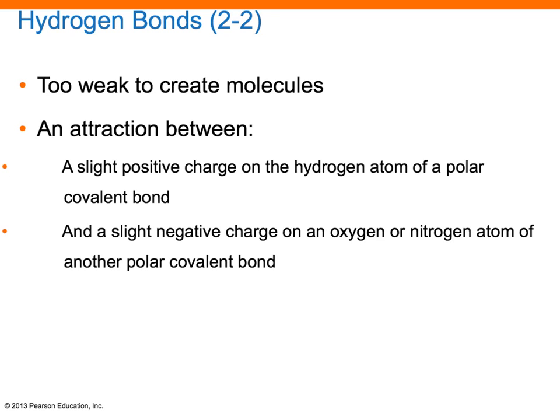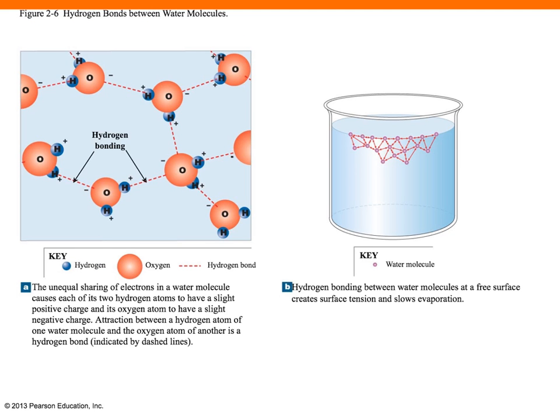Hydrogen bonds are too weak to create molecules. They are also called weak hydrogen bonds. It's an attraction between a slightly positive charge on the hydrogen atom of the polar covalent bond and a slightly negative charge of the oxygen or nitrogen atom or of another polar covalent bond. An example of this is water, and we sometimes call it surface tension.